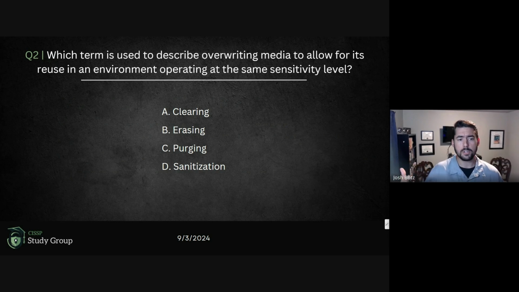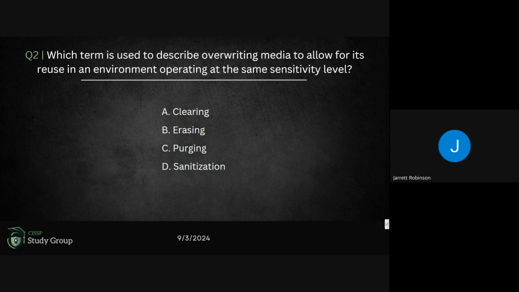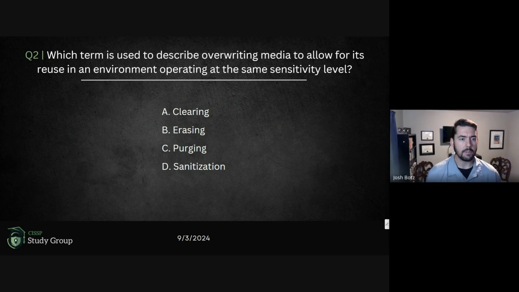So the main difference between clearing and purging. Who wants to jump up and call out the distinction there? Purging is clearing multiple times. So it's basically if clearing was run 100 times, that would be purging. Perfect. Yep. Multiple iterations of clearing.